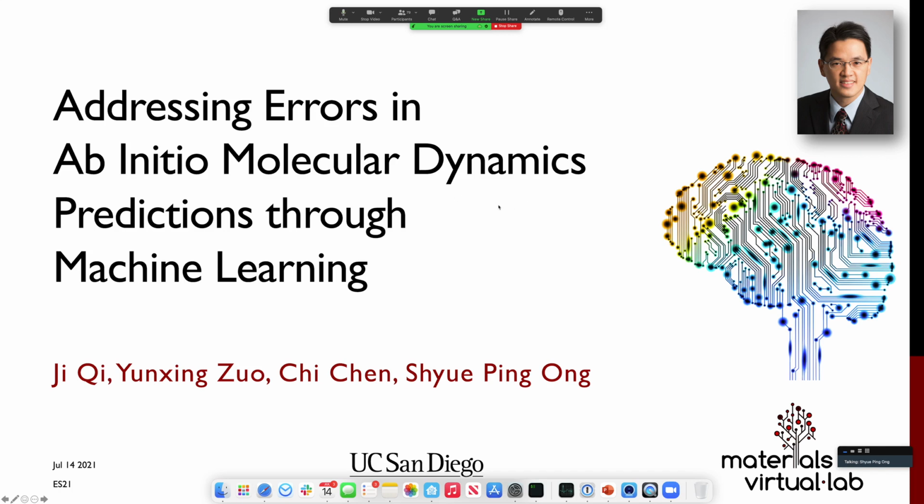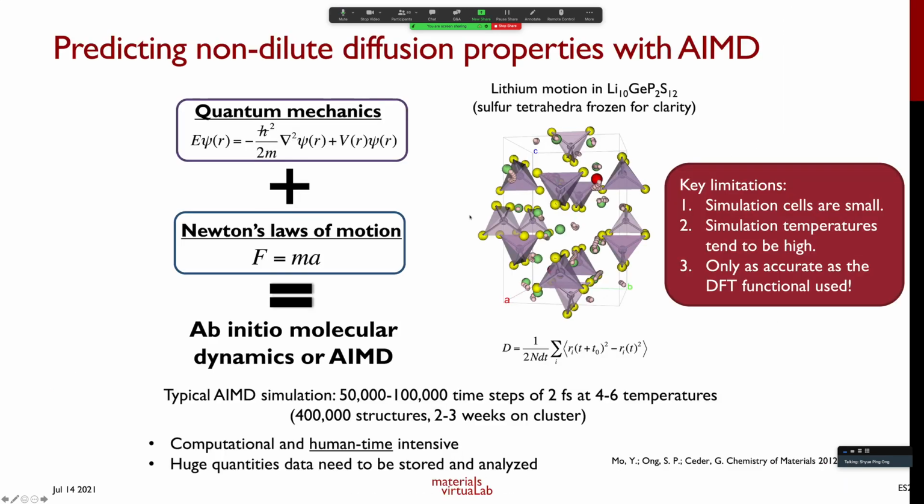So I'm sure many of you are familiar, but just to give a very brief background of what ab initio molecular dynamics is. In ab initio molecular dynamics, you essentially are moving atoms in accordance to Newton's laws of motion, right? So if you take a look at the video on the right, essentially what you're doing is that you are moving the atoms in a crystal structure. For example, let's say this very well-known lithium superionic conductor, which is Li10GeP2S12. And you move the atoms by solving Newton's laws of motion.